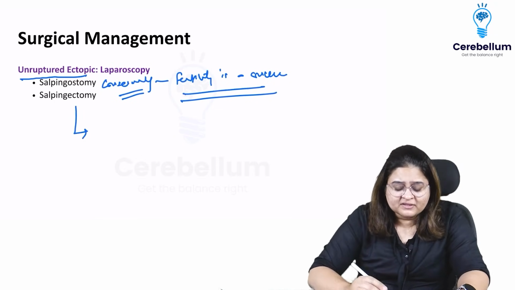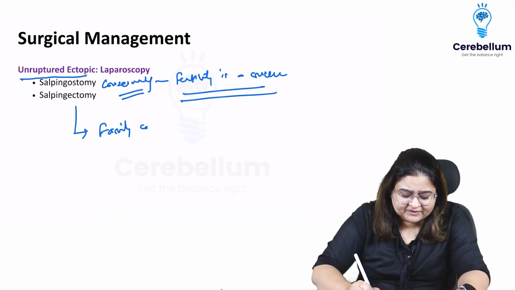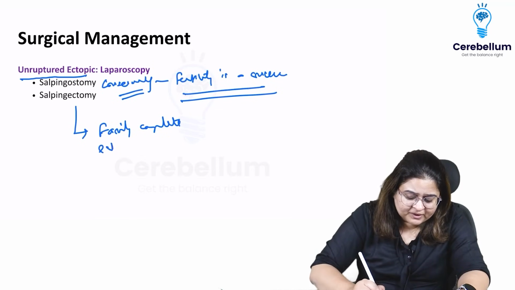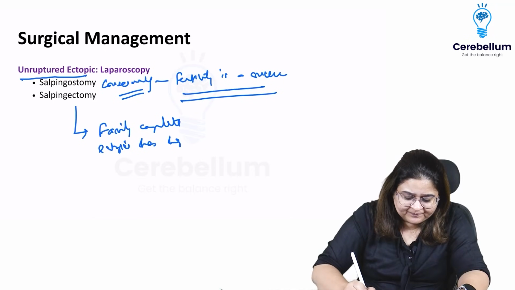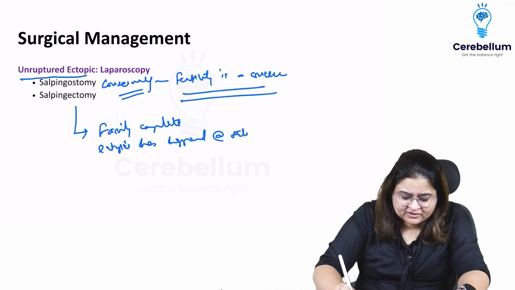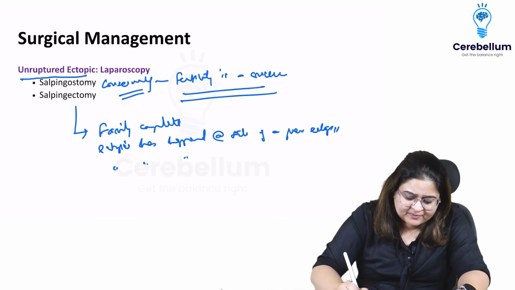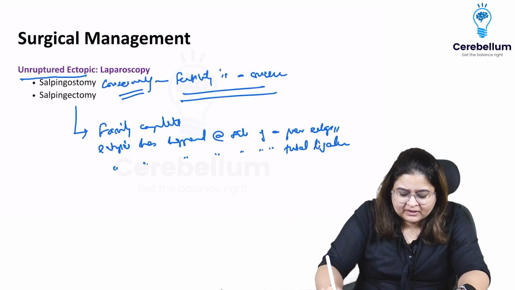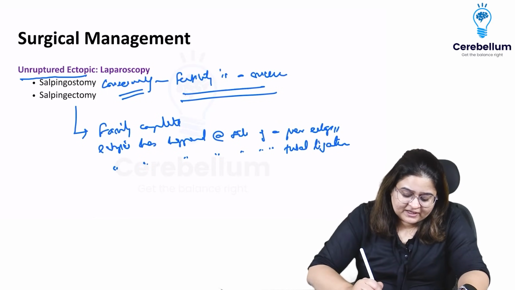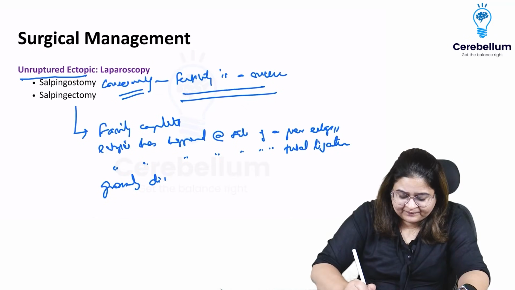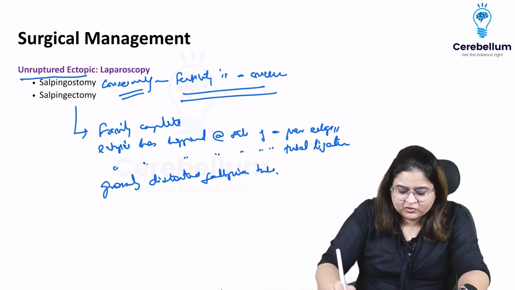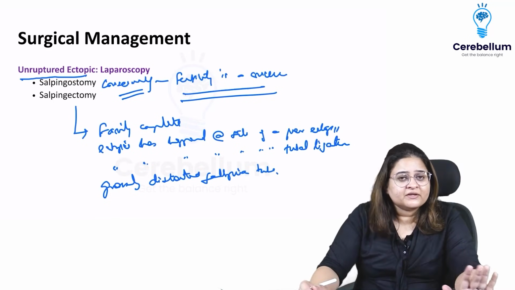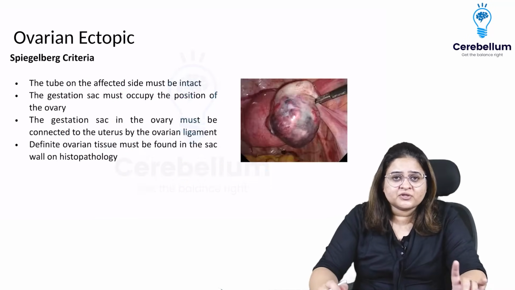If fertility is not a concern, that means family is complete, or ectopic has happened at the site of a previous ectopic, or ectopic has happened at the site of a previous tubal ligation. Okay, or she has a grossly distorted fallopian tube. In any of these, you're going to directly remove the tube, even if it's an unruptured ectopic.